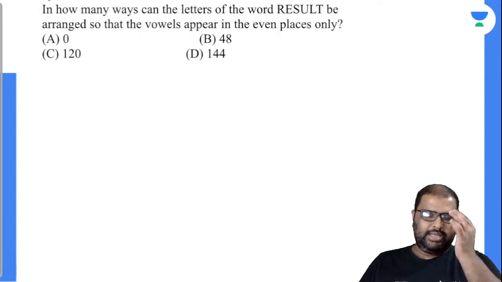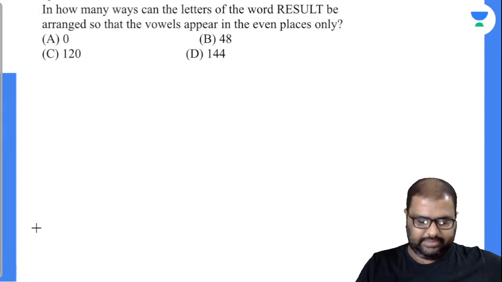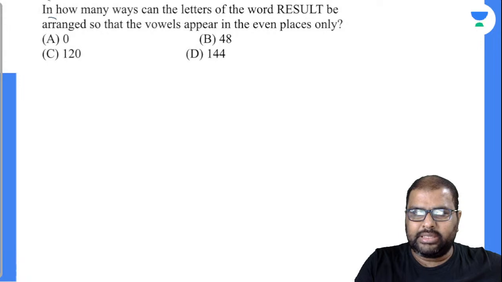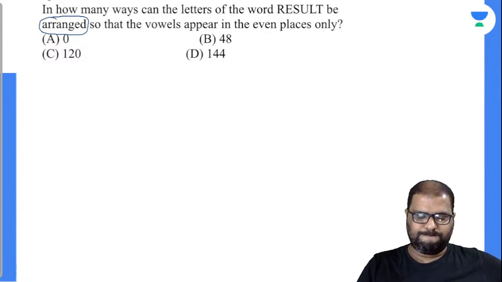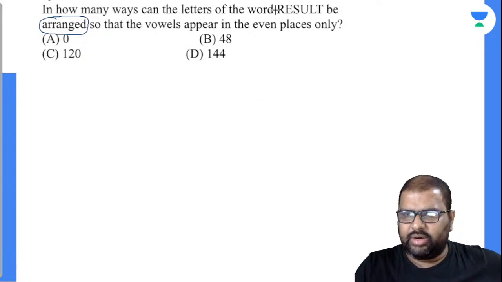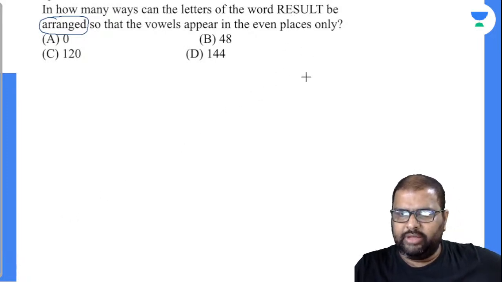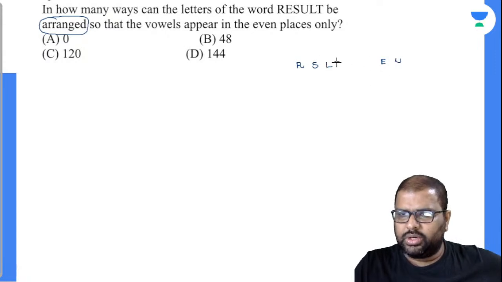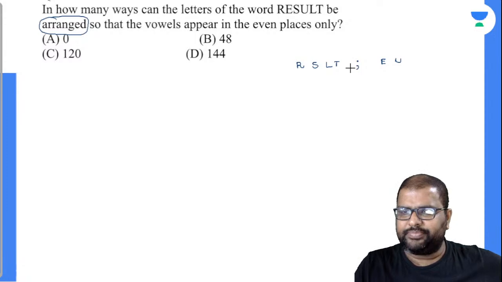In how many ways can the letters of the word RESULT be arranged so that vowels appear in even places only? Now observe the word. 1, 2, 3, 4. So how many vowels are there? R is a consonant, E is a vowel, S is a consonant, U is a vowel, L, T are consonants. I have demarcated this.